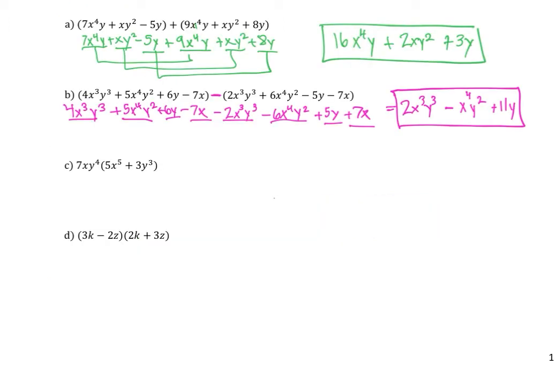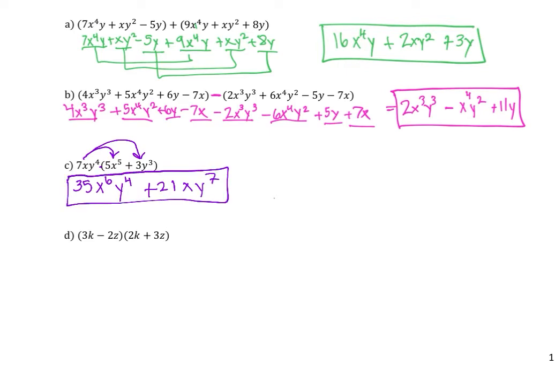All right, C, we need to multiply here, so we're going to distribute. We're going to distribute that 7xy to the fourth to each term. So here on the first term, 7 times 5 is 35. X times x to the fifth is x to the sixth, and then y to the fourth. On the second multiplication, I have 7 times 3 is 21. X, y to the fourth times y cubed is y to the seventh. And there it is.